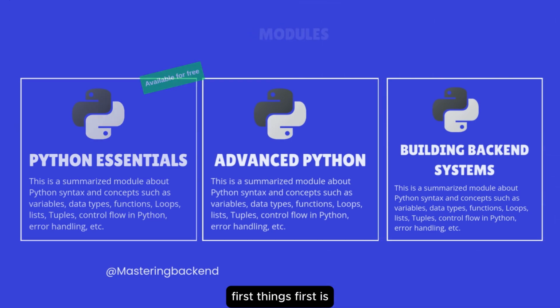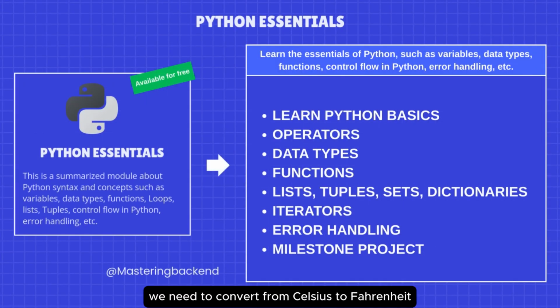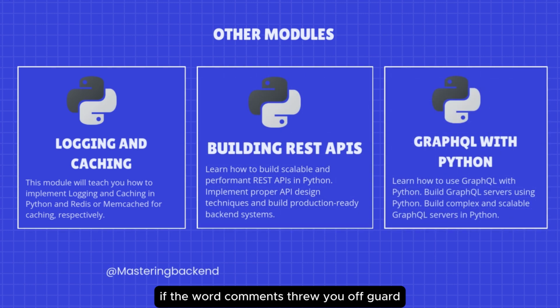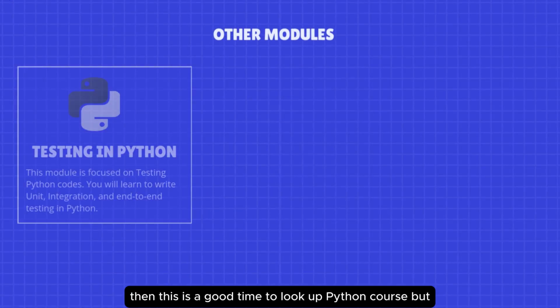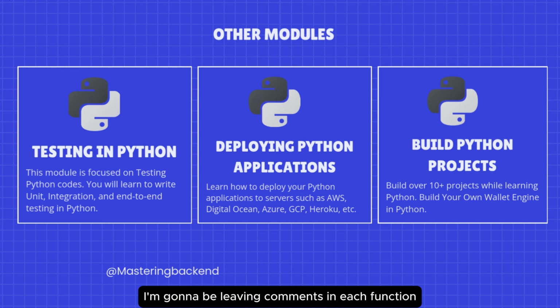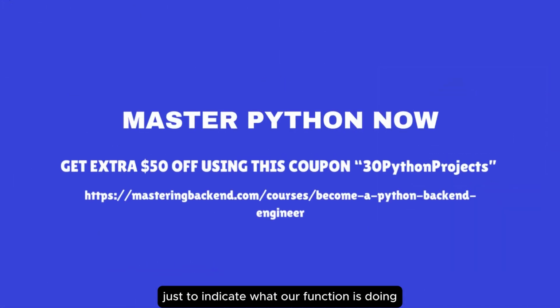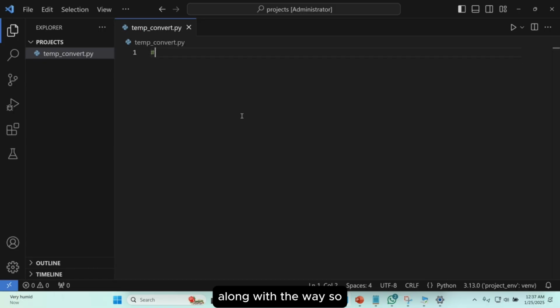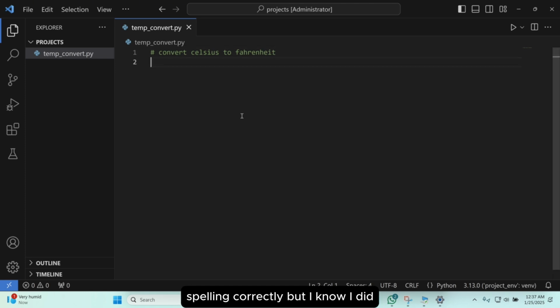All right, so first things first, we need to convert from Celsius to Fahrenheit. So I'm going to be leaving comments. Again, if the word comments threw you off guard, then this is a good time to look at our Python course. But I'm going to be leaving comments in each function just to indicate what that function is doing, so we can tag along and not get confused along the way. So this first one is going to convert Celsius to Fahrenheit. Let me know if I didn't get the spelling correct, but I know I did.